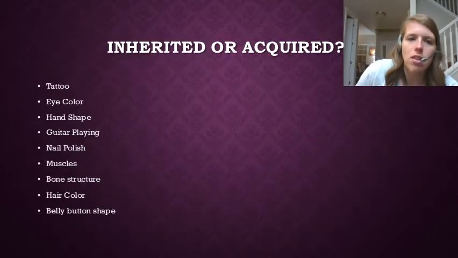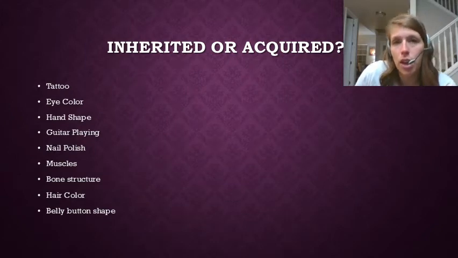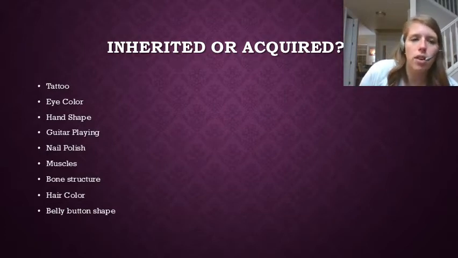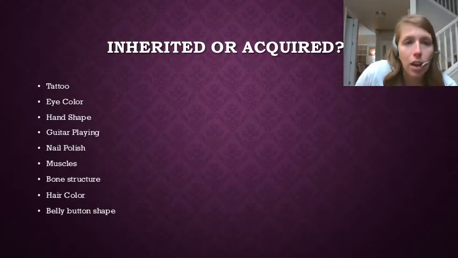So this is an easy exercise, but just a review of the difference between inherited or acquired traits. You tell me if it's inherited or acquired. We'll put an I if it's something that's inherited or an A if it's acquired. So how about a tattoo? Acquired. Very good, very good.